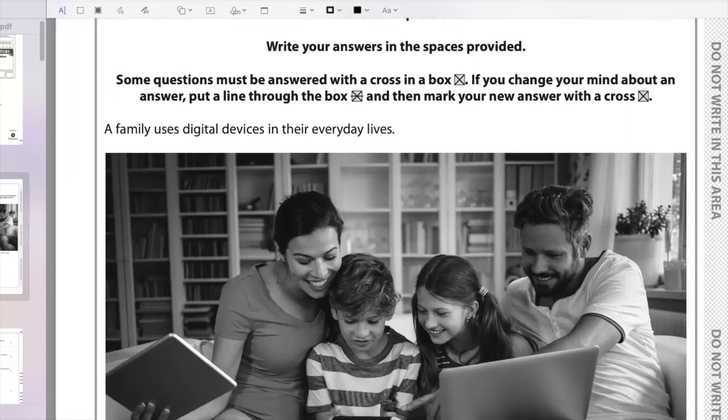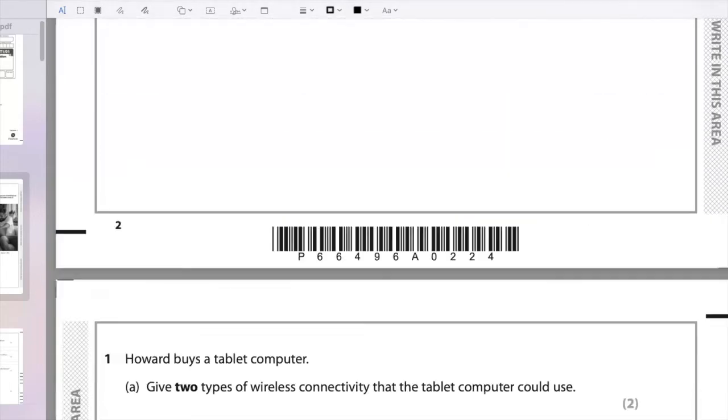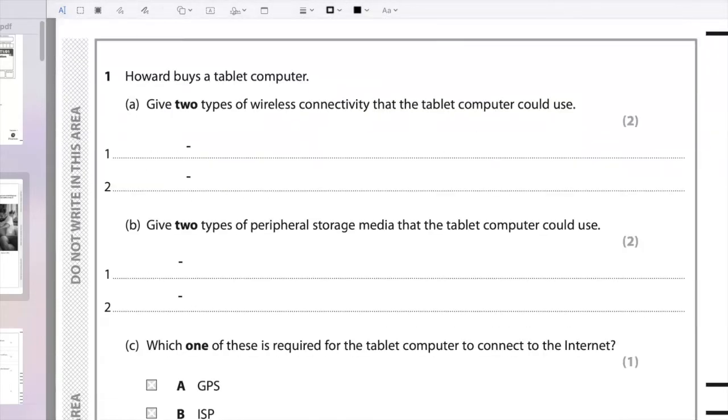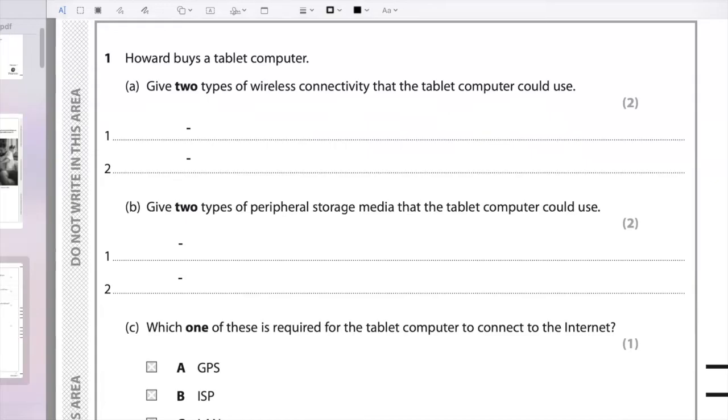So what we've got here is some kind of case study. The digital family uses digital devices in their everyday lives, and there's the family. That's all you're going to get there. Okay, and we're straight into question 1 here.